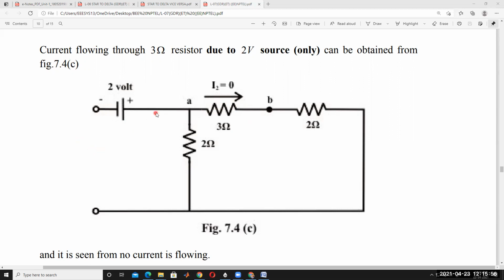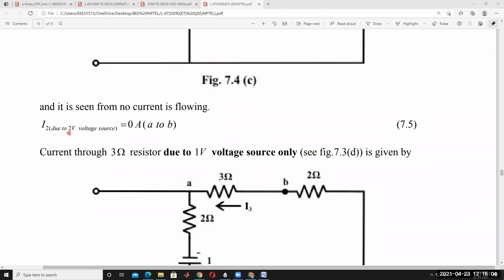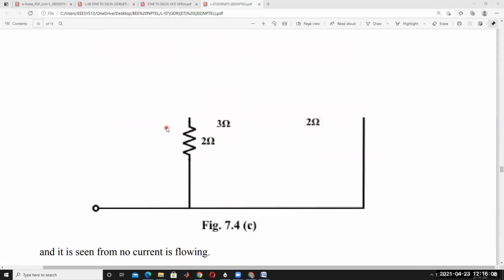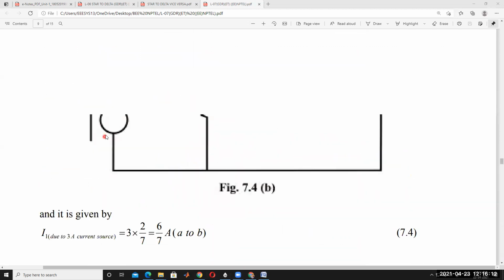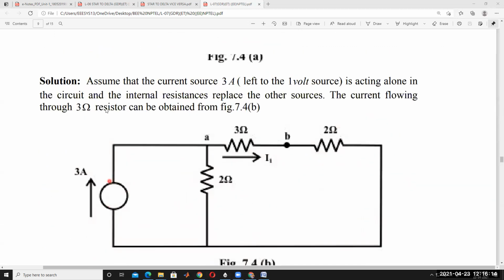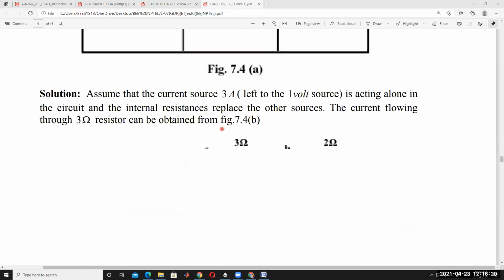That's why there is no current flowing through the A and B terminals. That's why I2 due to the 2 volt voltage source is equal to 0. That is, I2 due to the 2 volt voltage source is equal to 0 amps, A to B. Understood? So the current source here is open circuit. That's why the internal resistance is infinity, that's why it is open circuit, and that's why there is no current flowing through A and B in the circuit. That's why I2 is equal to 0.